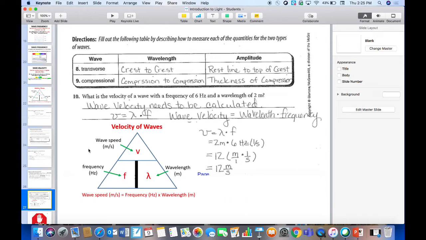So in order to calculate the velocity in this example, we would take 6 hertz multiplied by 2 meters. Wave velocity would be 12 meters per second. And I added that triangle on this slide for you to help. Again, you will have plenty of practice next week with this equation.